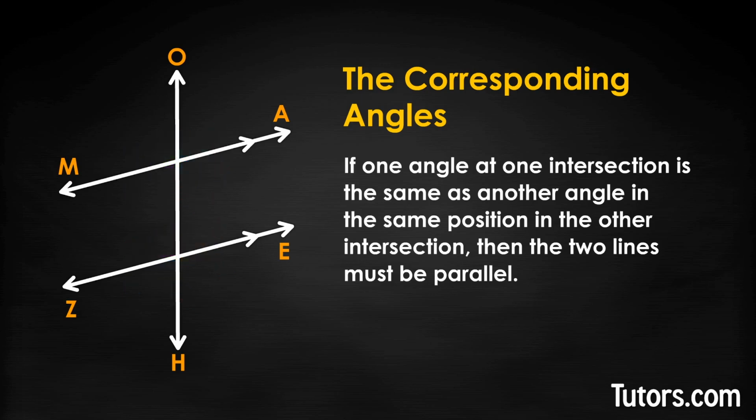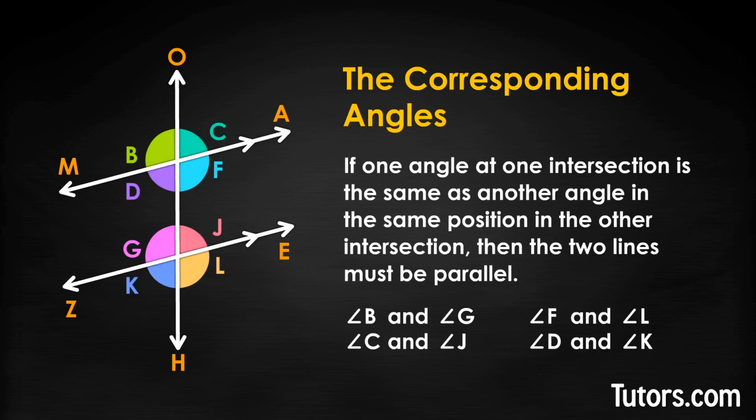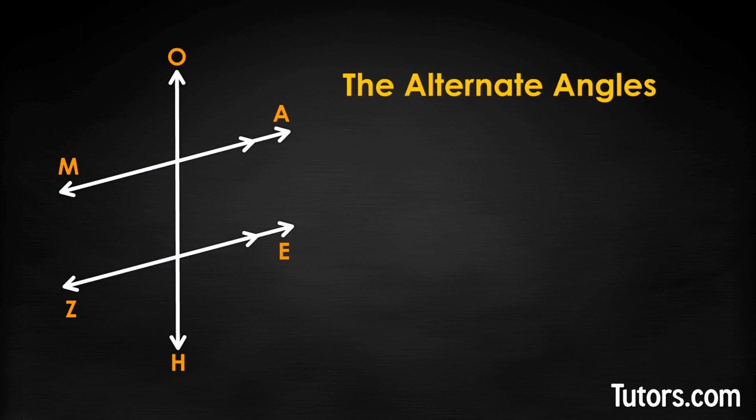Two angles are corresponding if they are in matching positions in both intersections. The corresponding angles are angle B and angle G, angle C and angle J, angle F and angle L, angle D and angle K. If you check only a single pair of corresponding angles and they are equal, then the two lines are parallel. Let's look at the alternate angles.